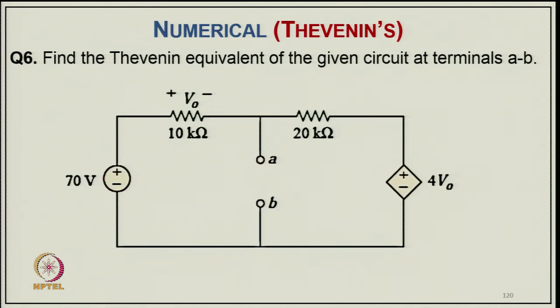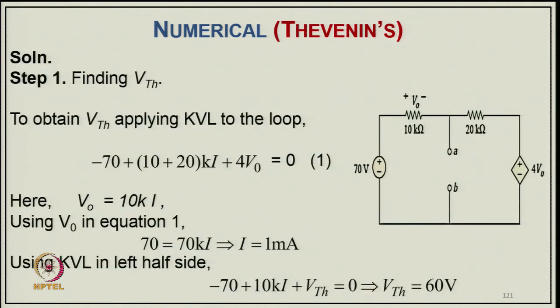Now, coming to another example, find the Thevenin equivalent of a circuit across the terminal here. We have one independent voltage source and one dependent voltage source here. To obtain the VTH, apply KVL to the loop here. So, minus 70 volt plus 10 plus 20 into I, the current flowing into this network, plus 4 I0, this voltage source, equal to 0.